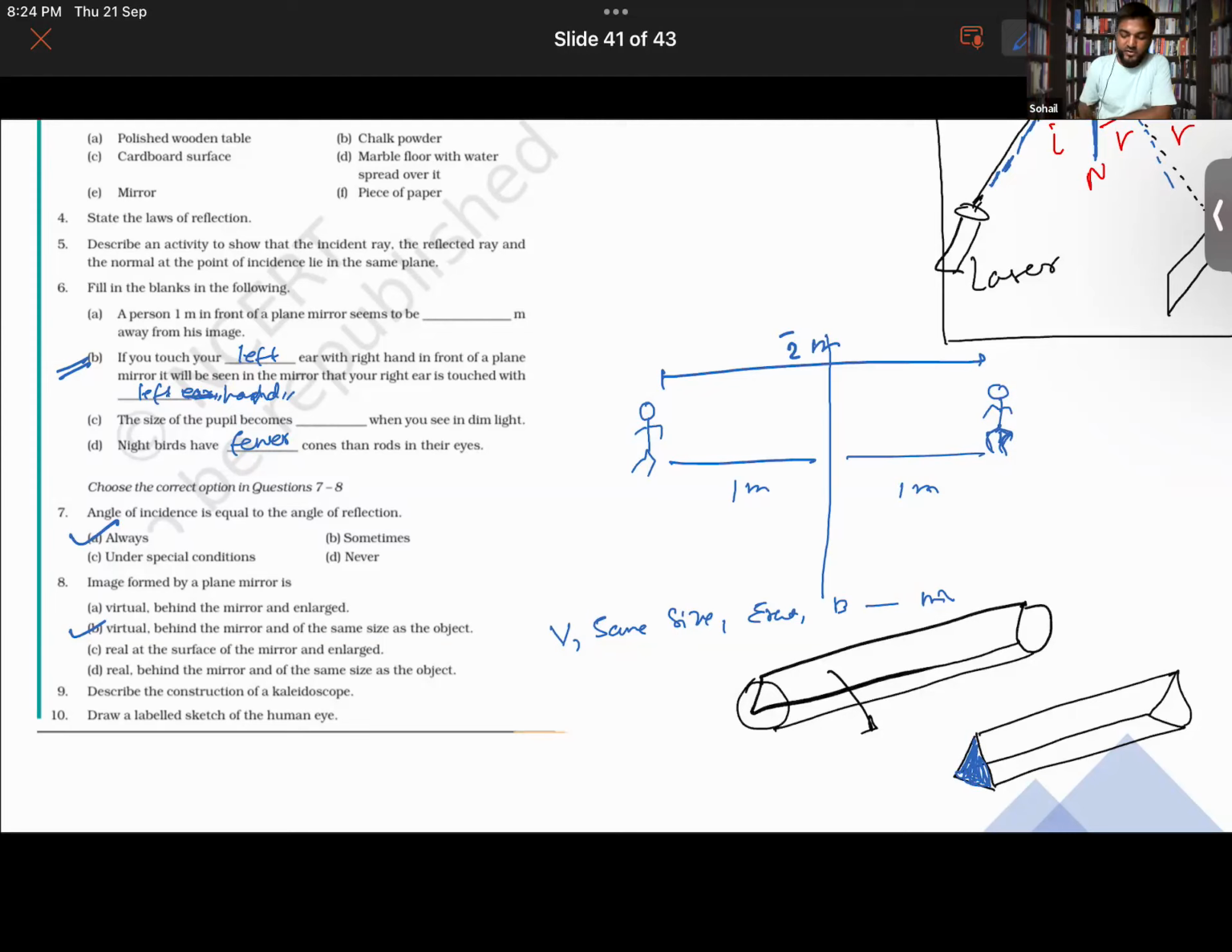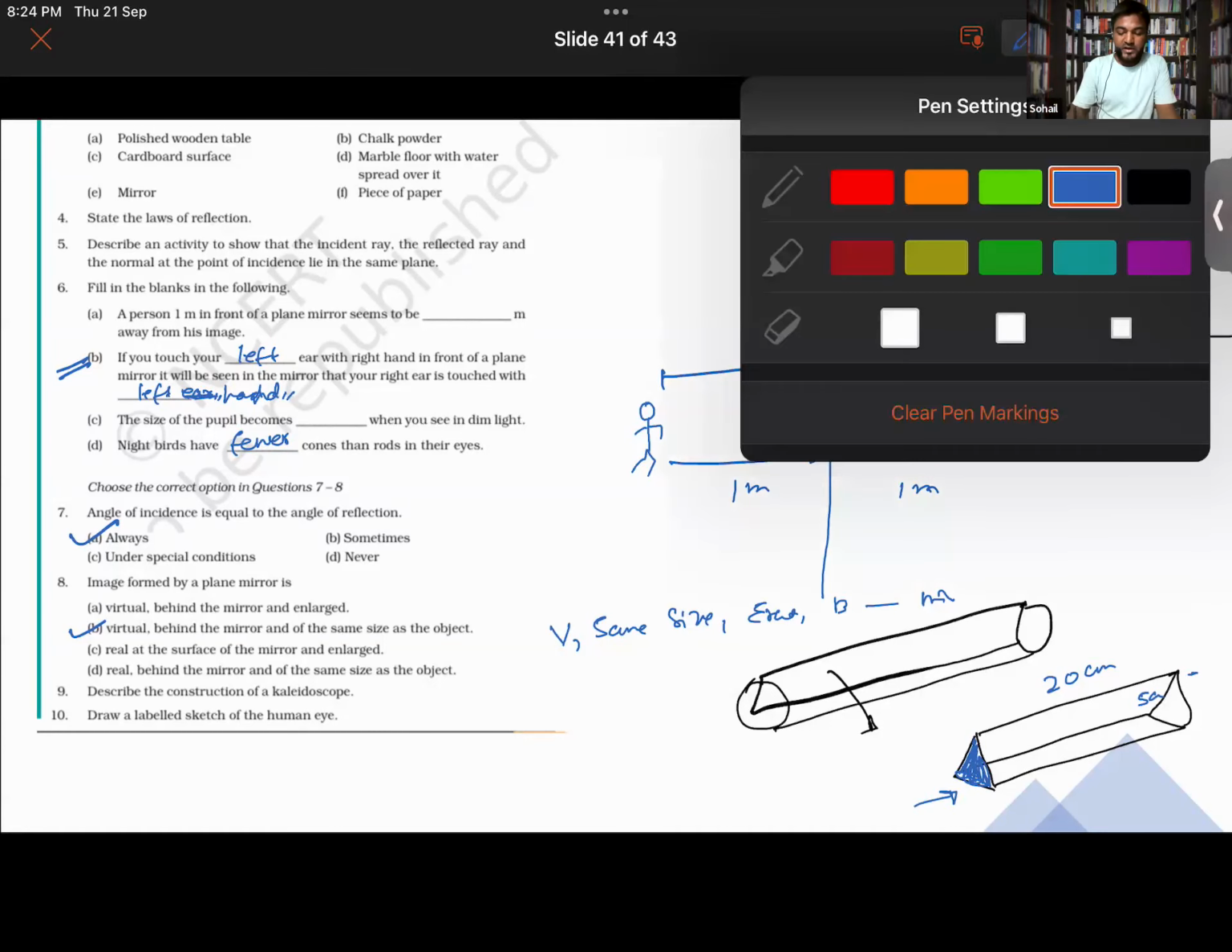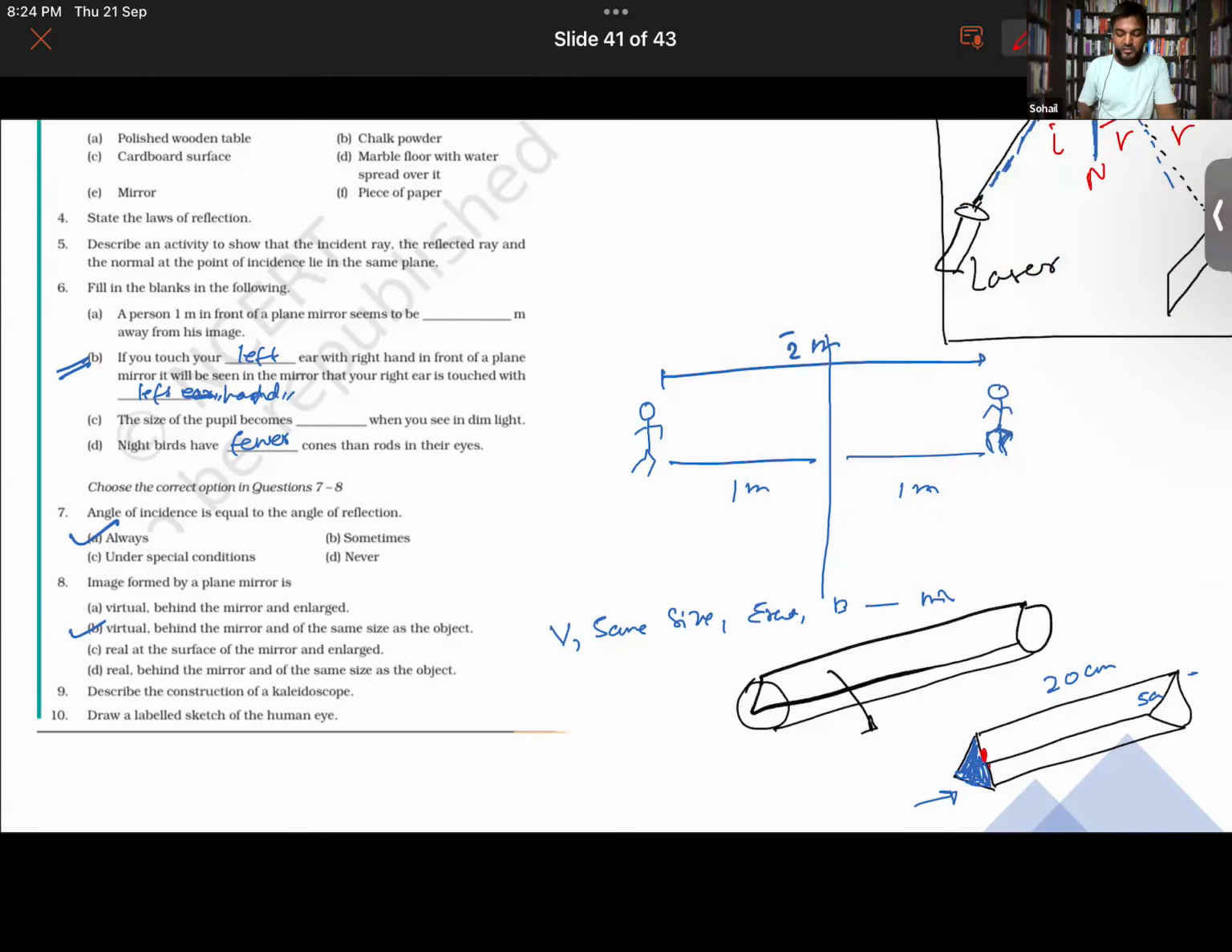So here you can take mirrors of different dimensions. For example, let's say we have taken 20 centimeters by 5 centimeters. This is the dimension of the mirror that you will be taking. So you will take 3 such mirrors. You will paste them together, and you can take a cylindrical pipe. Make sure at the base of this structure, you also paste another mirror, a triangular piece of mirror, and insert it in. After that, you will be pasting colorful beads on this mirror. Getting it now?